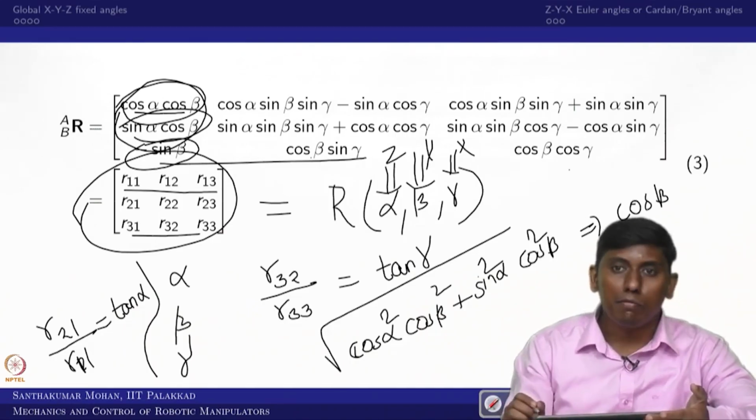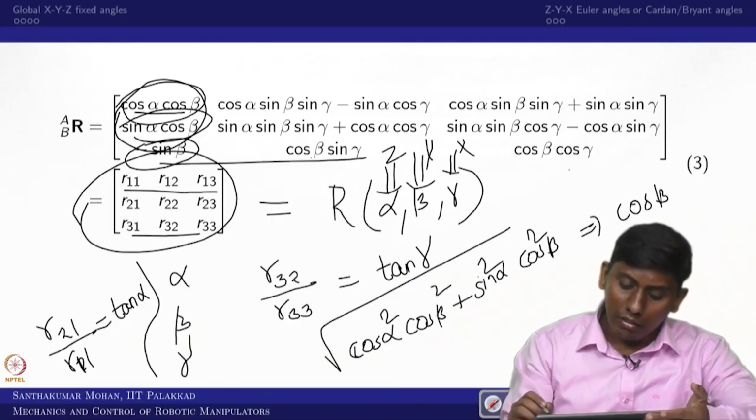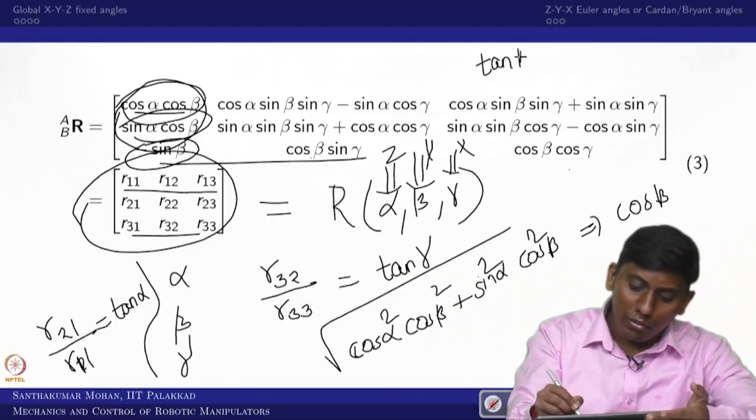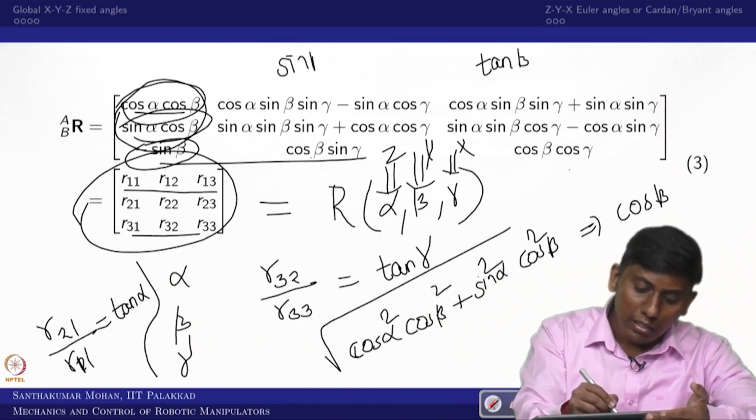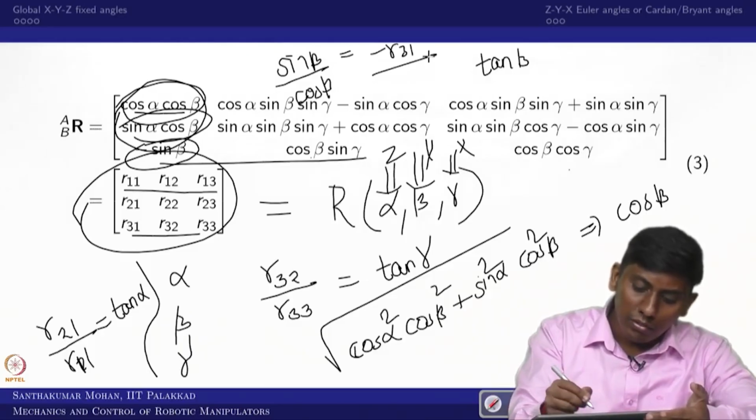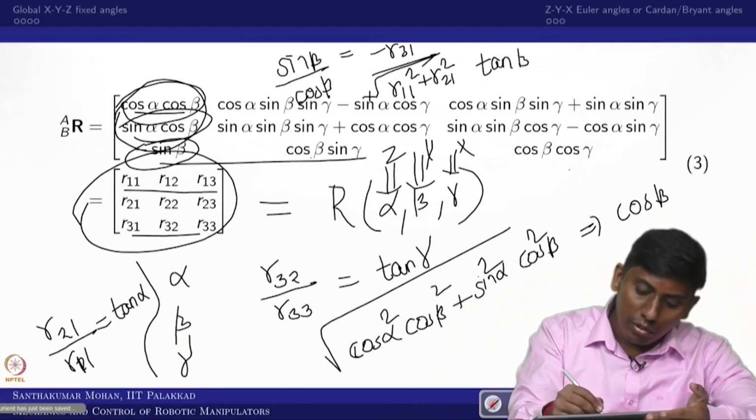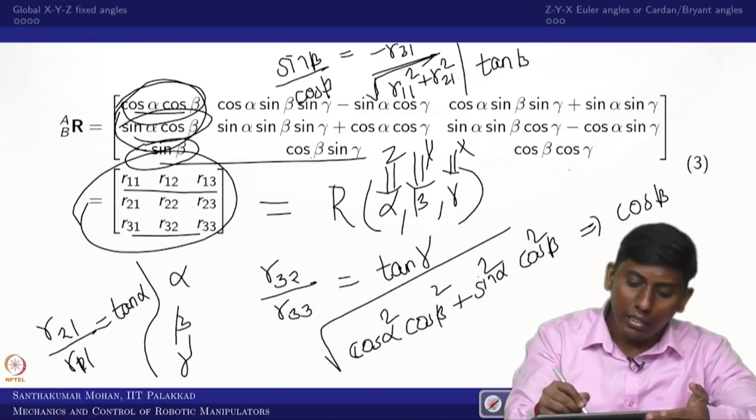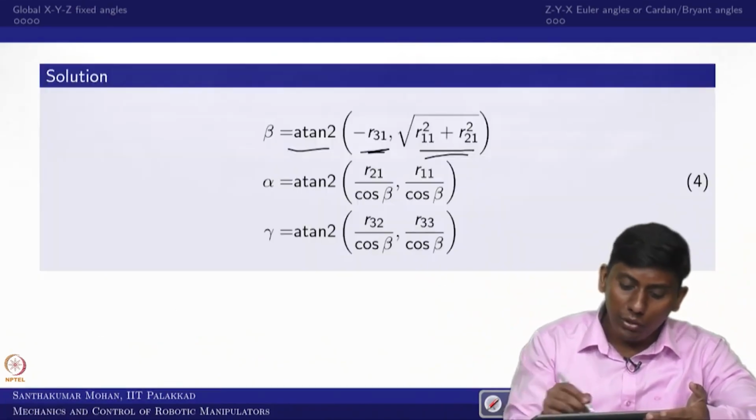Then you can find beta by taking tan beta, which is sin beta divided by cos beta. Here sin beta is minus R31, and cos beta is the square root of R11 squared plus R21 squared. This is what we have used as tan beta.